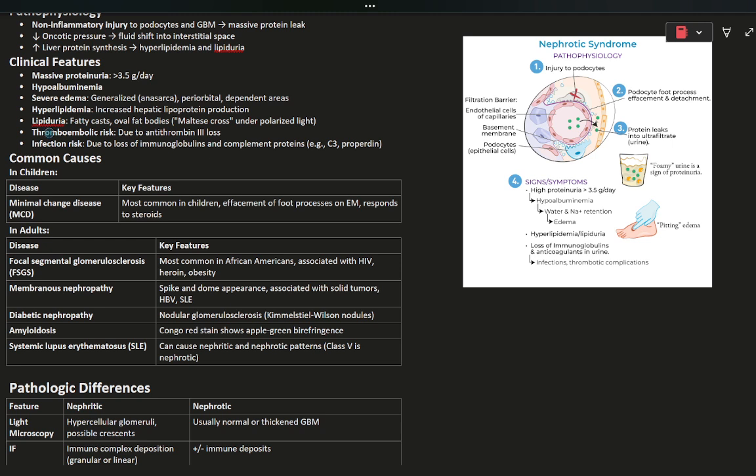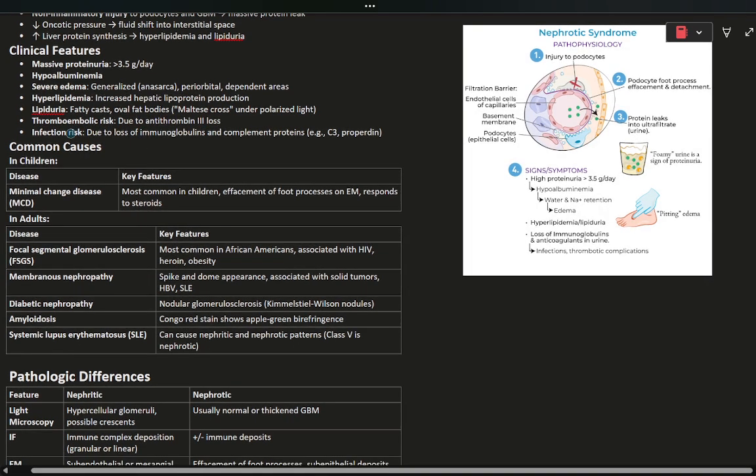There is increased risk of thromboembolism, and that is due to the antithrombin 3 loss. And then there's going to be higher risk of infection due to the loss of immunoglobulins and complement proteins.